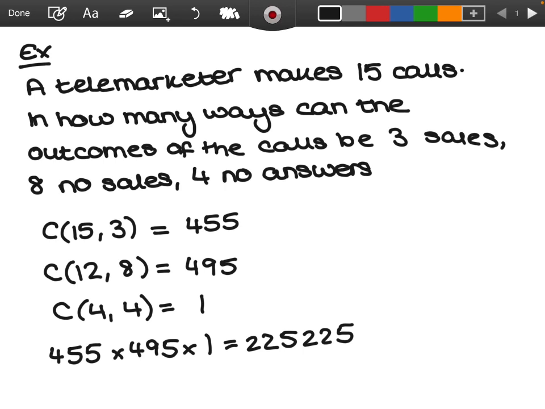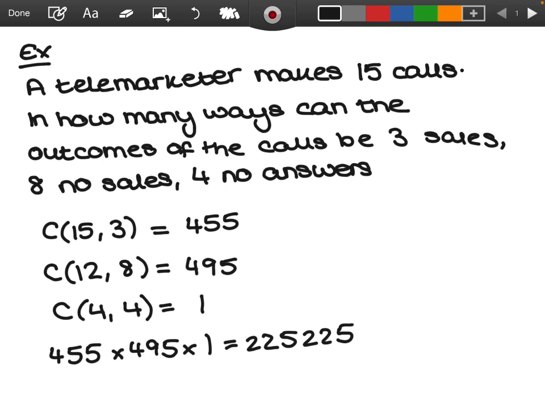So the way that I approach this is to kind of systematically go through it. So first, look at the number of ways that we can have 3 sales out of the 15 calls. Because the order of those does not matter, it doesn't matter where they land, I use a combination. So I've looked at in how many ways can we get 3 sales out of the 15 calls, which is the combination where n is 15 and r is 3. So there are 455 ways that we can do that.